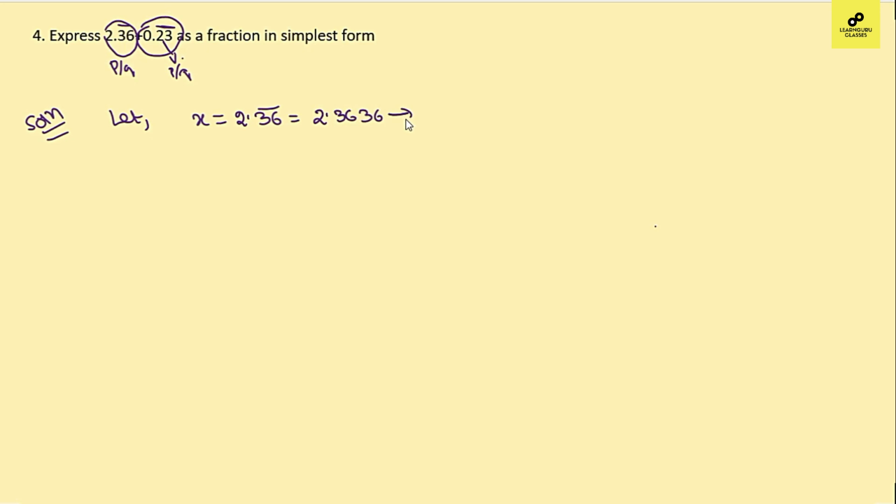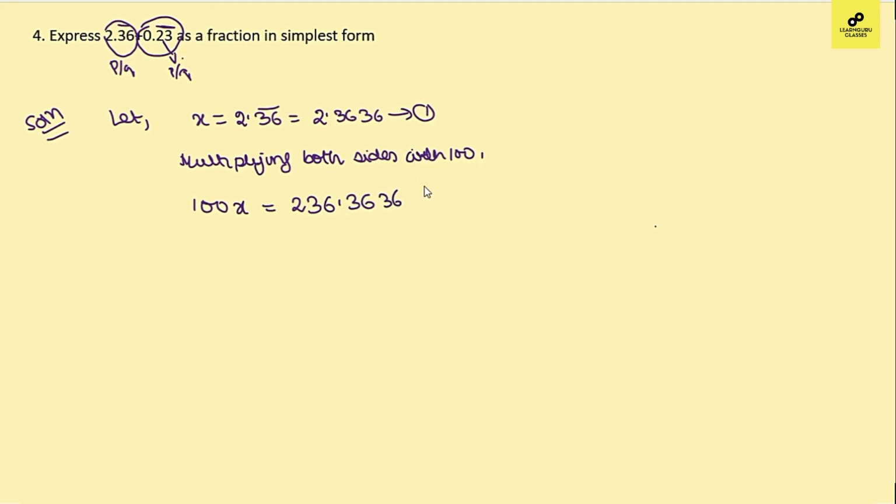So that can be written as 2.3636, equation 1. Since 2 digits are under the bar, multiplying both sides with 100, we get 100x equals 236.3636. You know the drill, that is 2 digits will come before the decimal. So this is equation 2.